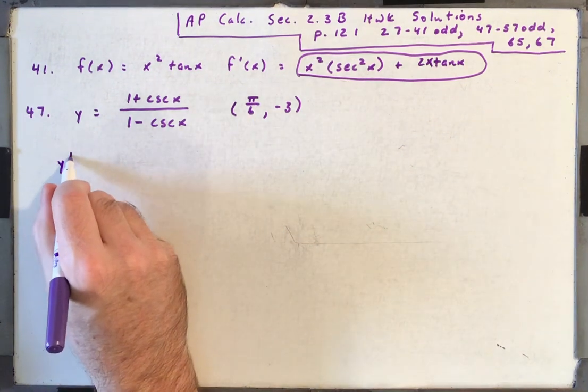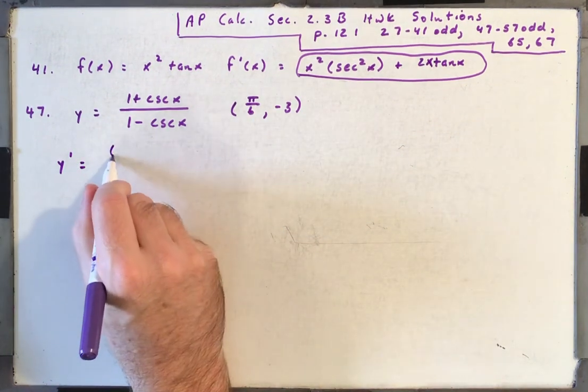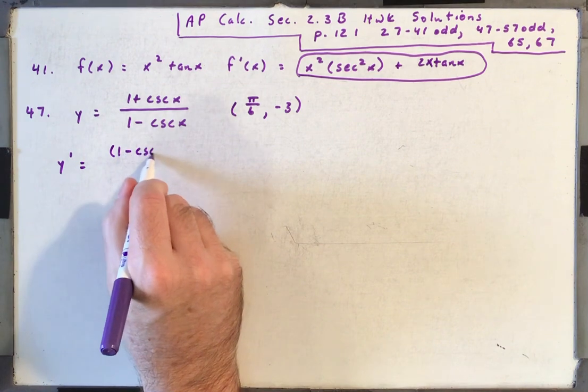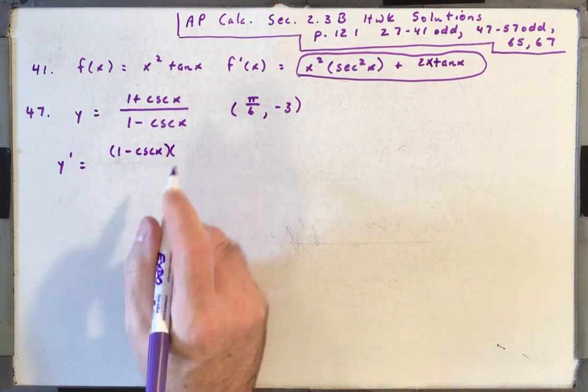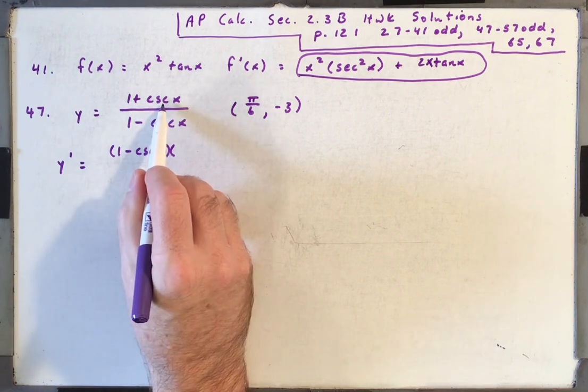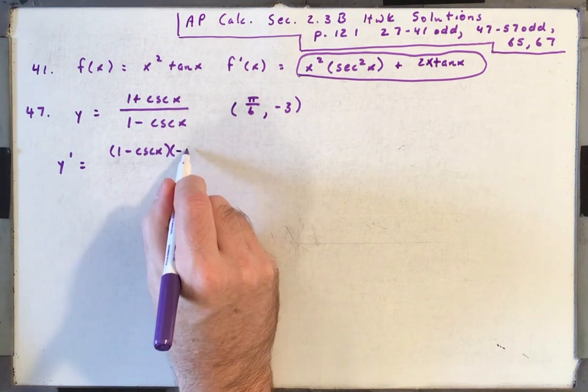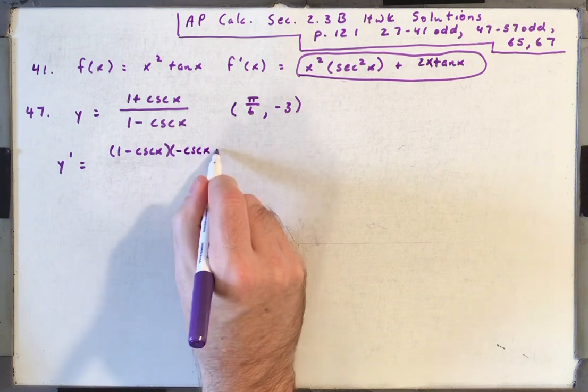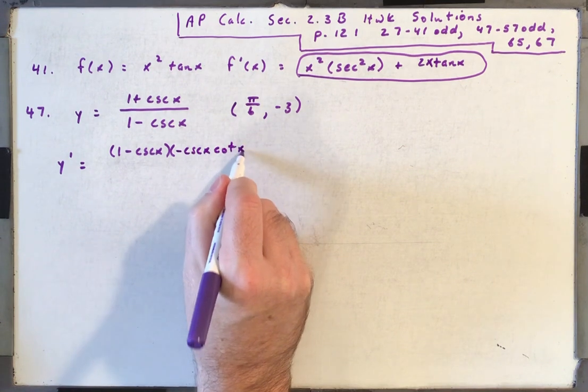So the derivative, y prime, is the bottom, 1 minus cosecant x, times the derivative of the top. Well, the derivative of 1 is 0. The derivative of cosecant is minus cosecant x cotangent x.